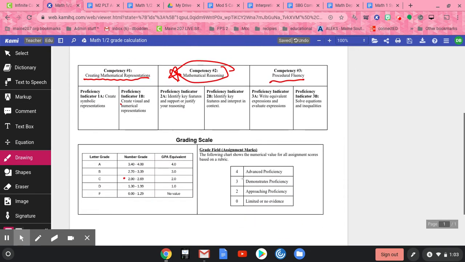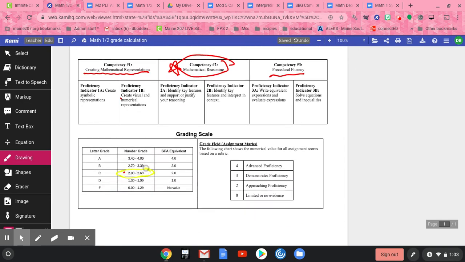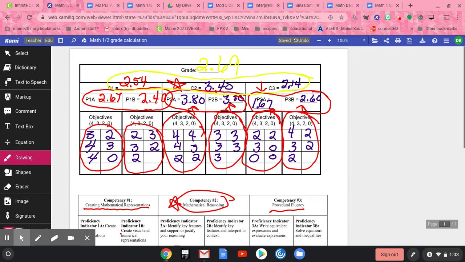And if I come down to my grading scale, a 2.69 means I would end with a C in the class. Remember, this is a year-long class, so this grade is not final until next May. Now I wanted to quickly go over what this would look like in the gradebook.